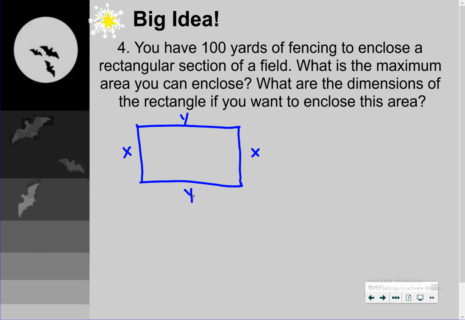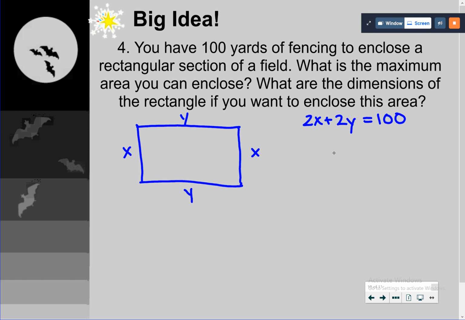Okay, so if you write a perimeter equation for this, you would add up all the sides. So that would be 2x plus 2y, and that equals 100. Okay. The other thing that we're concerned about in this problem is area, and all we can do for area is x times y. That's it. Now the problem is asking us to maximize the area. So we somehow need to get that perimeter information into the area equation.